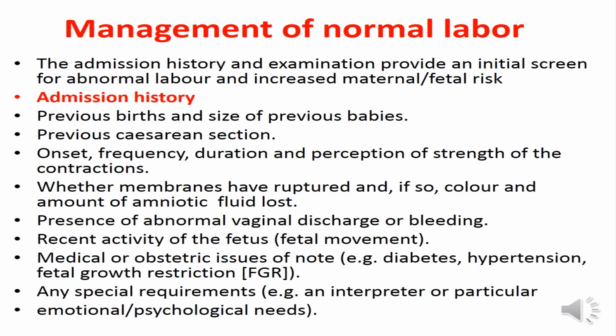The admission history and examination provide an initial screen for abnormal labor and increased maternal or fetal risk. Admission history: previous birth and size of previous babies, previous cesarean section, onset, frequency, duration, and perceived strength of the contractions, whether membranes have ruptured, and if so, color and amount of amniotic fluid lost.